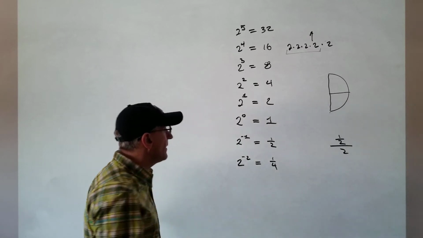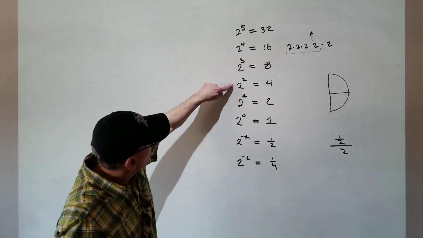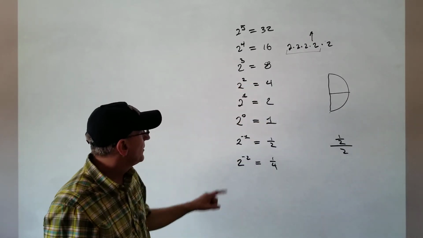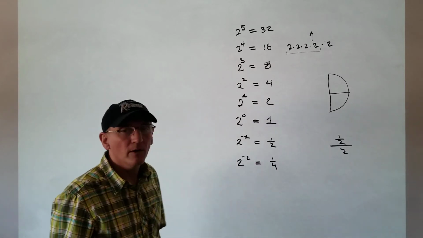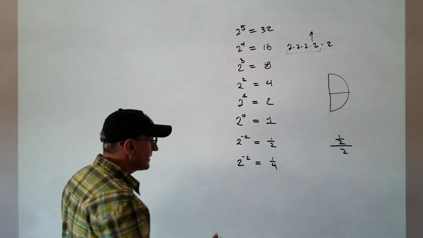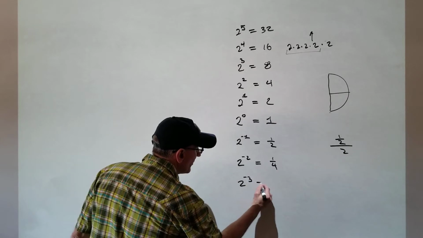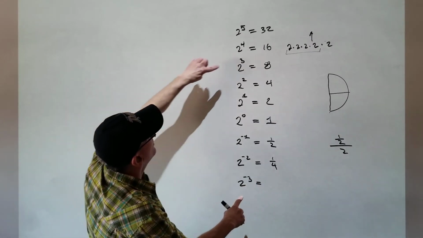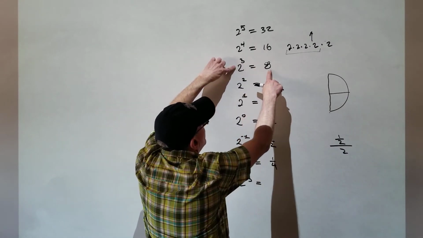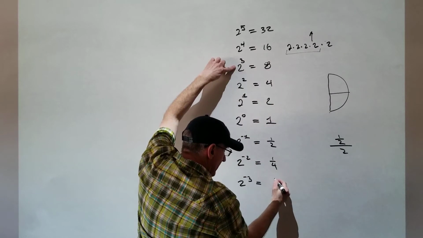Now look what's going on here. 2 to the positive 2 power is 4. 2 to the negative 2 power is 1/4. Well, the pattern actually continues. 2 to the negative 3rd power can be found by going 2 to the positive 3rd power and just putting an 8 under a 1.